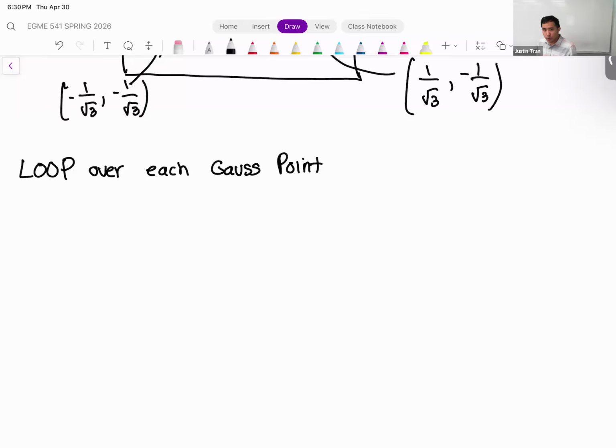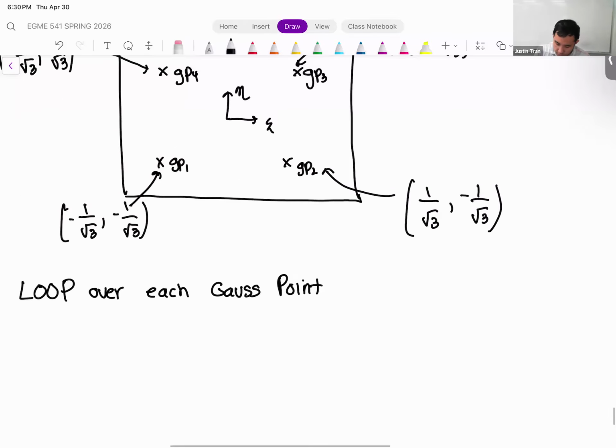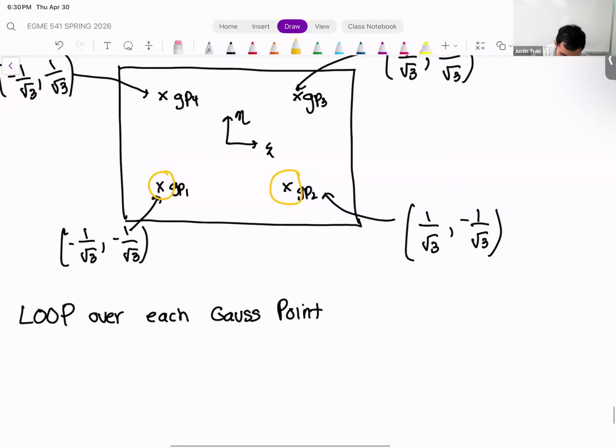We're going to do a separate calculation for each Gauss point. You can think of it as visiting each one of these. First, we visit this Gauss point, which is the first iteration of the loop. On the second iteration, we visit that Gauss point, then the third iteration, and then the fourth iteration. Each time we visit a Gauss point, we compute its contribution to the element stiffness matrix and the element forcing vector, and then add them together at the very end.